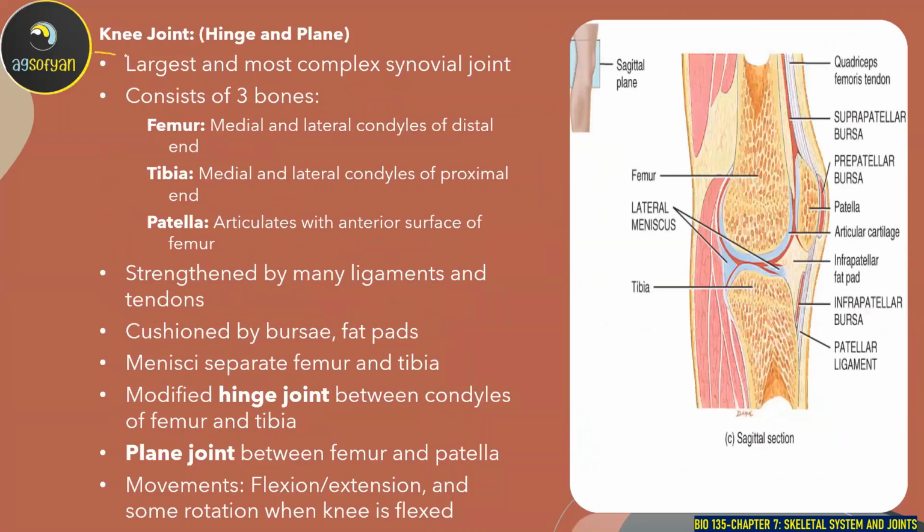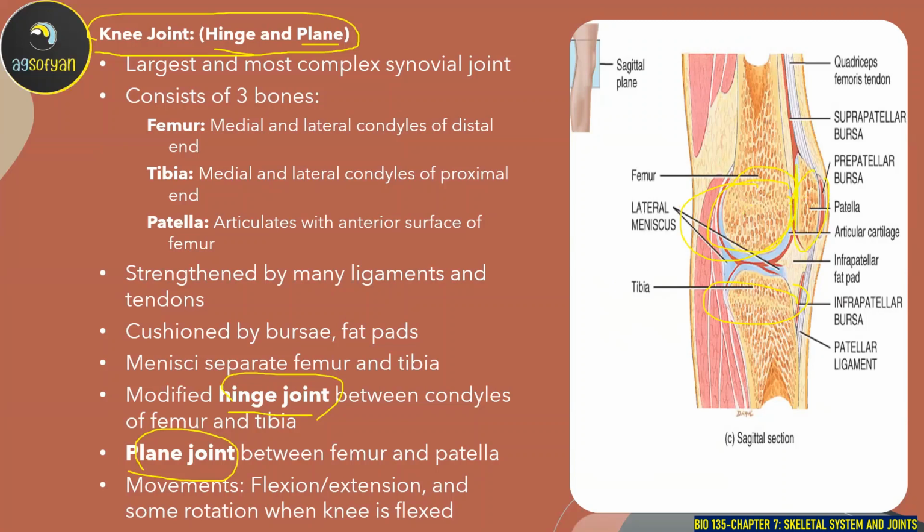Okay, the next one is the knee joint, and in the knee joint there is also a hinge and a planar joint, or gliding joint. The hinge is located between the femur and the tibia. There is a hinge type of joint. And the planar or gliding joint is between the femur and the tibia. You see the flat structure over here.